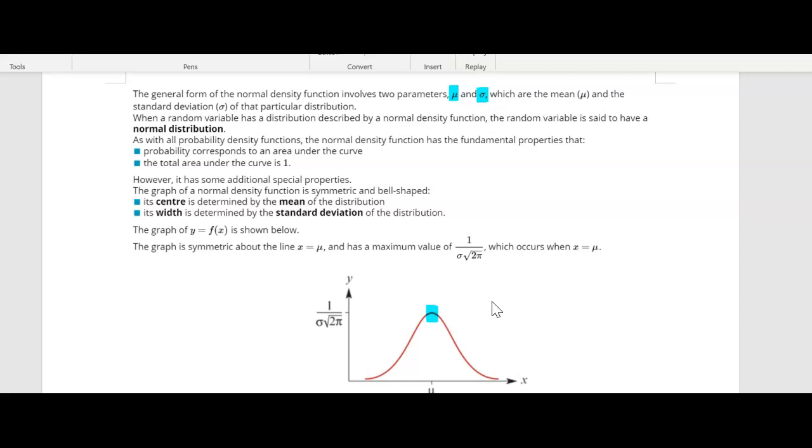So let me just go through any important points. Again, your probability corresponds to the area under the curve. The total area under the curve is 1, but remember that it will go from negative infinity to infinity. Its center is determined by the mean, as I showed you. That peak is your mean. And its width is determined by the standard deviation. So the smaller your standard deviation, the taller your curve is going to be.